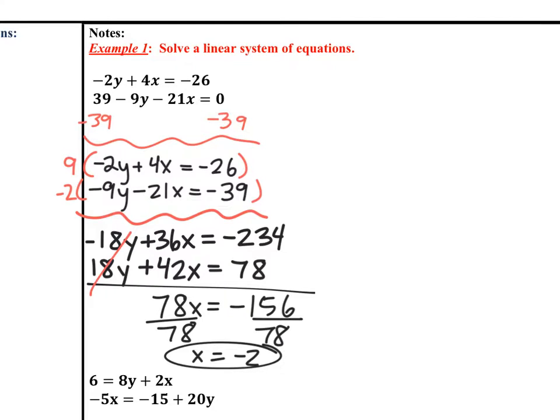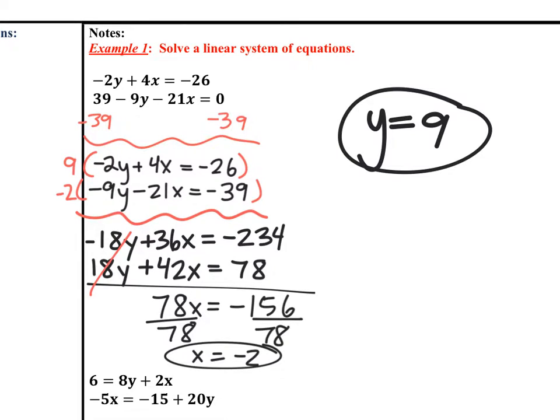Okay, now we've done this part like a gajillion times. Plug back into one of the equations, whichever one looks best. And we should get that y is what, guys? 9. Make sure you think about, okay, coordinate pair is x comma y. So it should be -2, 9.